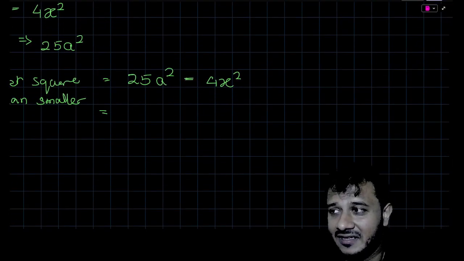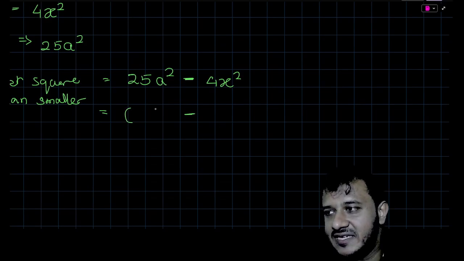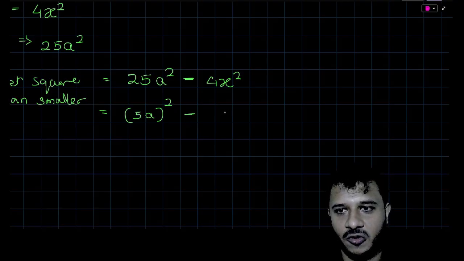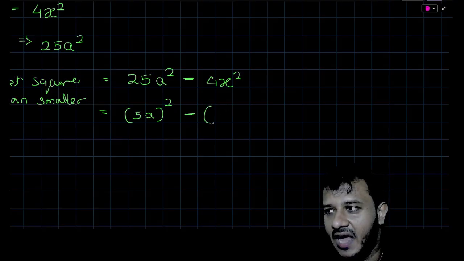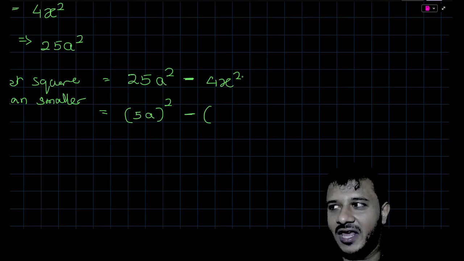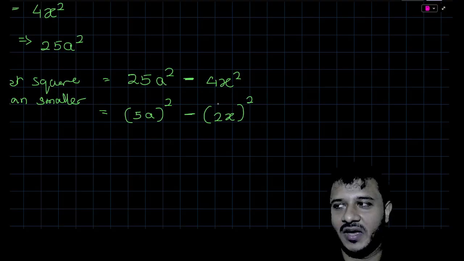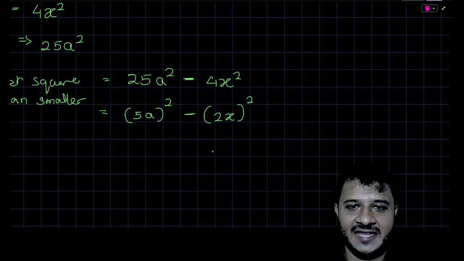When we see here, this is a minus here. I can rewrite this 25a square as what, Pute? 5a to the whole square. Am I right? 5a to the whole square is 25a square. I can rewrite this 4x square as 2x bracket whole square because 2 square is 4. Do you guys understand that, Pute?